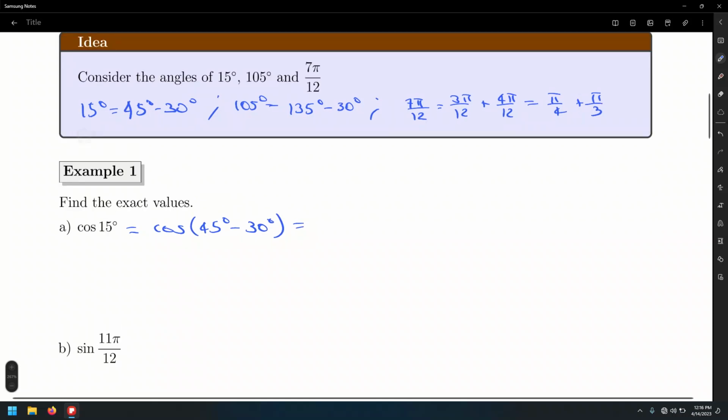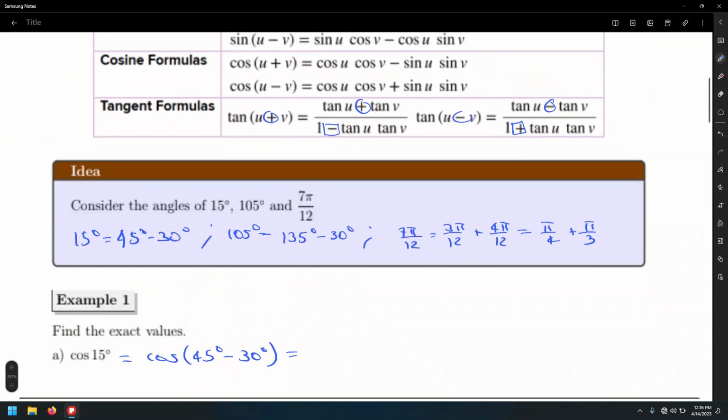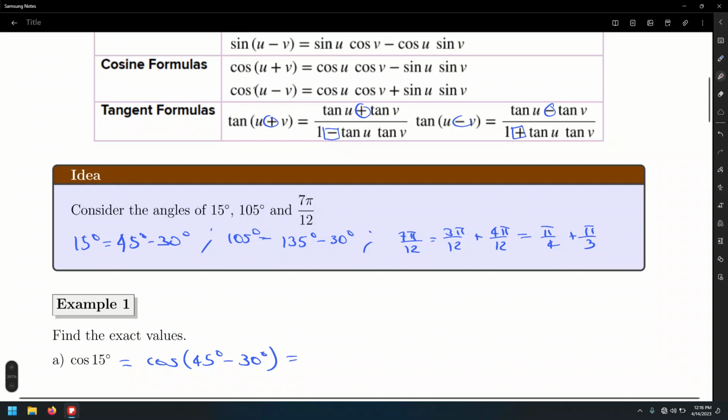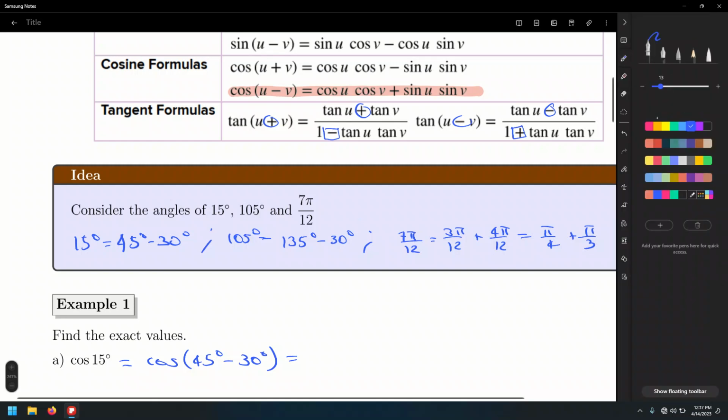Well, now check the form that we're going to use. We're going to use the cosine of a difference of angles, all right? So cosine of a difference of angles, let me highlight the formula that we will use, which is this one right here. Cosine of u minus v, which is equal to cosine u cosine v plus sine u sine v. Where in this case, if we adapt this formula to our exercise, we can label this as our u, and this 30 degrees as our v.